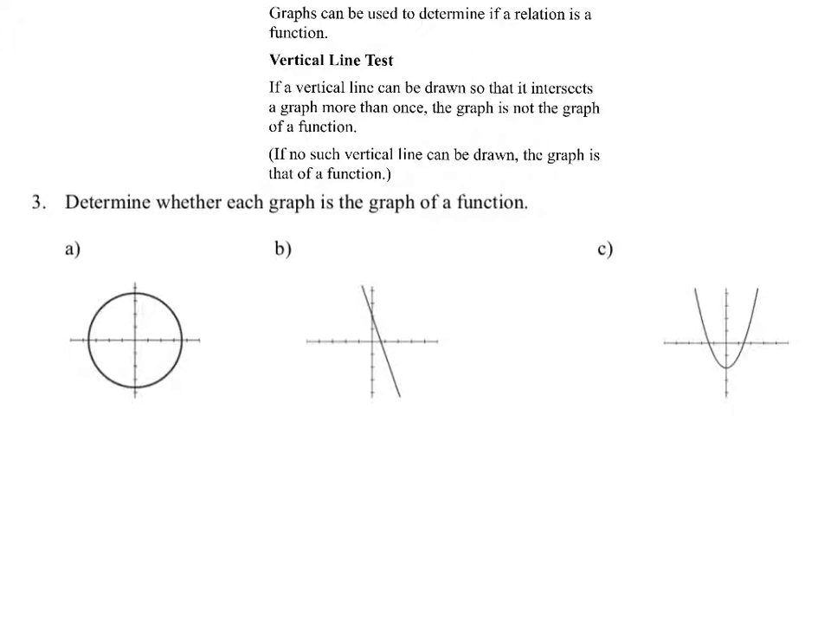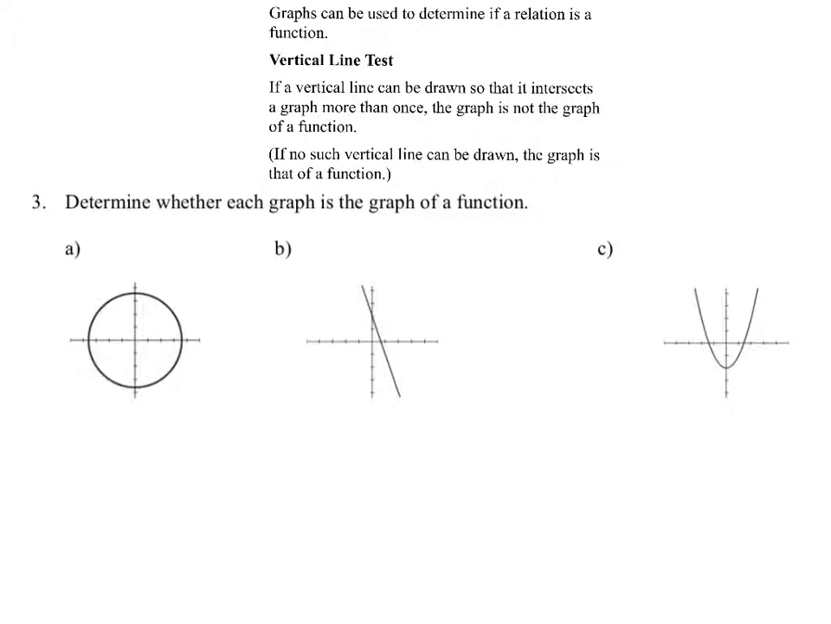Graphs can be used to determine if a relation is a function. We can use the vertical line test. If a vertical line can be drawn so that it intersects a graph more than once, the graph is not the graph of a function. If no such vertical line can be drawn, the graph is that of a function.